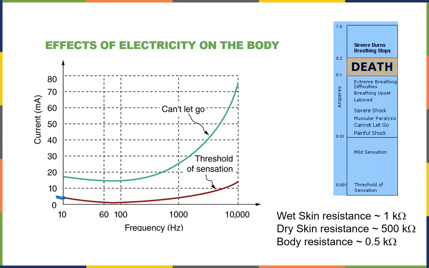And so you can see, once again, I was saying the threshold for the muscles to contract was about 10. This graph would say about 18 for DC and about 14 for AC. Notice what happens when you get to really high frequencies. Really high frequencies, you can withstand a lot more current because it actually doesn't penetrate.